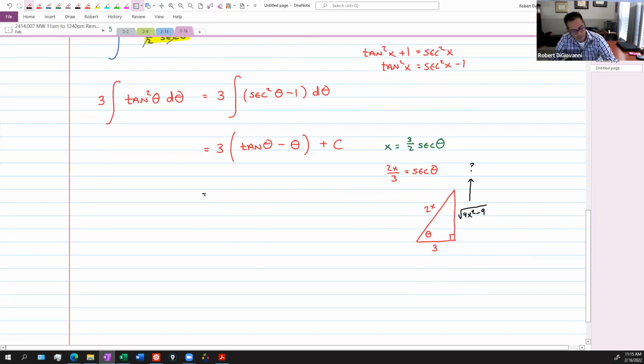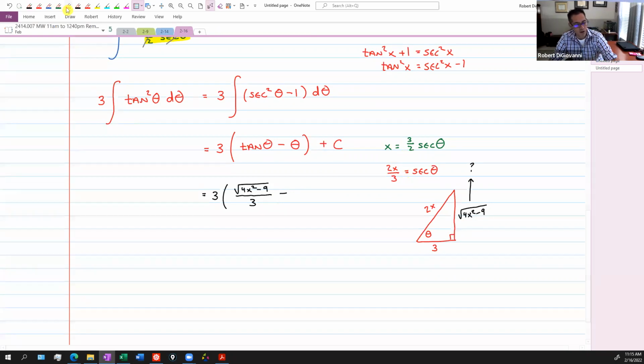So this now becomes 3, okay, and then tangent theta is the opposite side over the adjacent, which is going to be square root of 4x squared minus 9 over 3, minus, and now I need to know what theta is. In the last class, I told you that you might run into this in homework, but we hadn't done one like this.